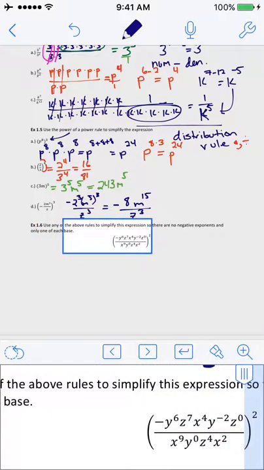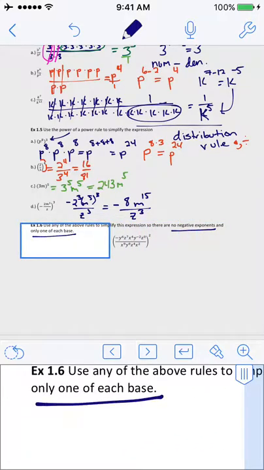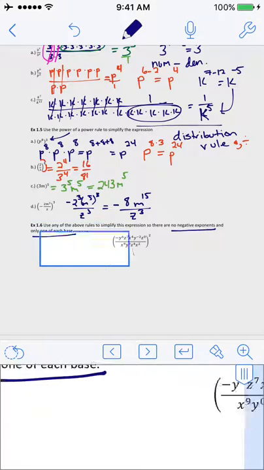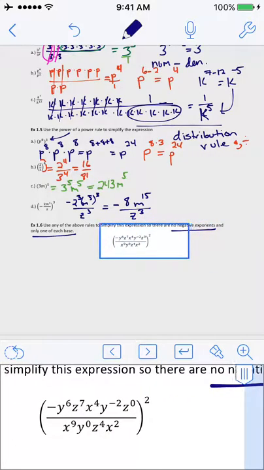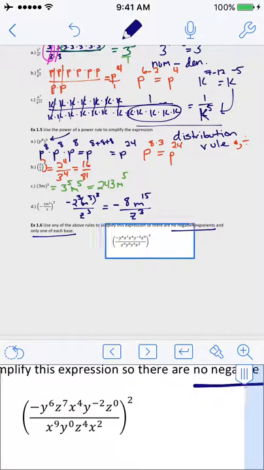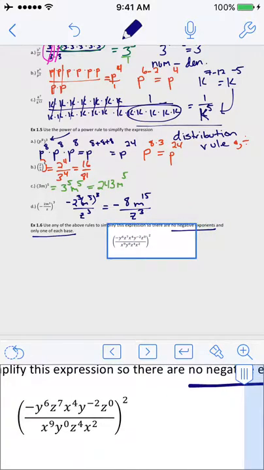All right. Use any of the above rules to simplify the expression so there are no negative exponents and only one of each base. That is how you know you have simplified enough, okay? If you have one of each base, one x, one y, and one z, then you are done. If you have 2 y's, there is still something you can do. I guarantee you. One of these rules will still apply if you have 2 y's. And if you have x to the negative 2, then you know you have more stuff to do because you're not supposed to have any negative exponents. So let's try this out.